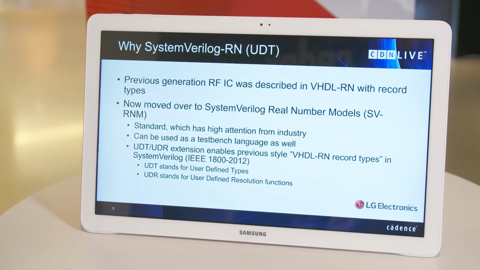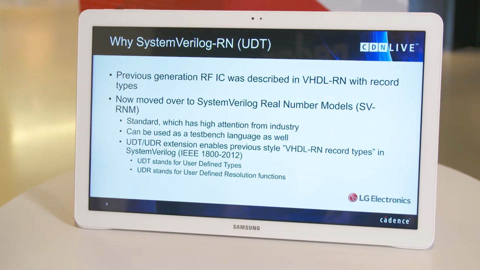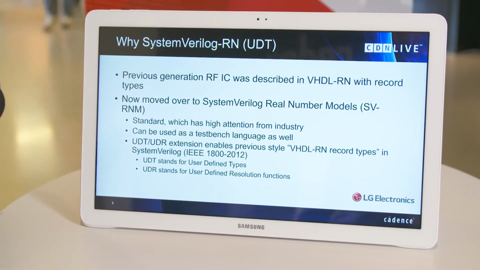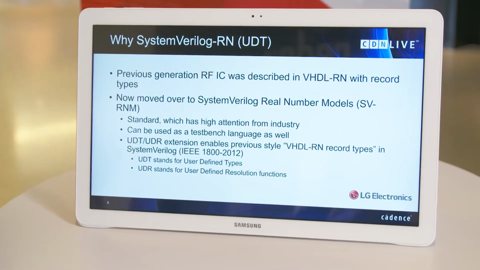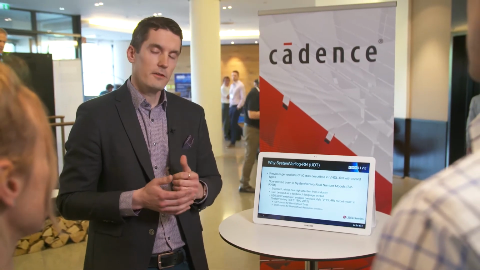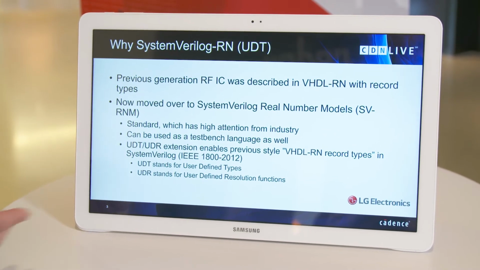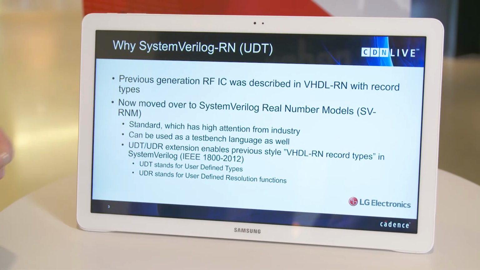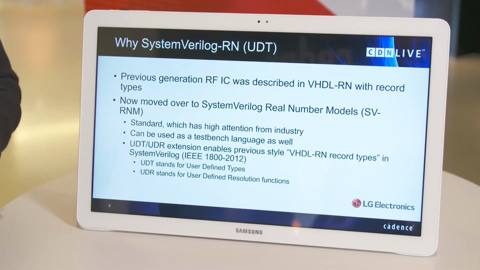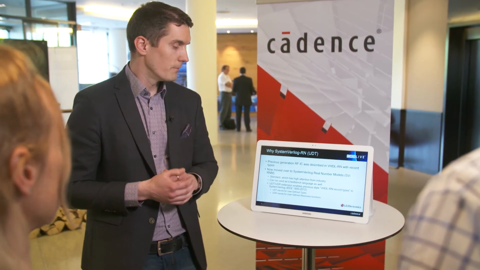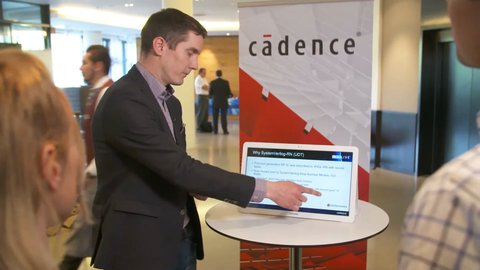The previous generation RFIC was described in a similar language, VHDL-RN, with record types. The reason for moving over to system variable real numbers is the fact that the VHDL-RN was not that well supported by the different vendors, while system variable real numbers is a real standard, and it has a high attention from industry and can be used also as a test bench language. We have also utilized the UDT and UDR, which are the user-defined types, and I will show you some of the results that we gain by doing this.